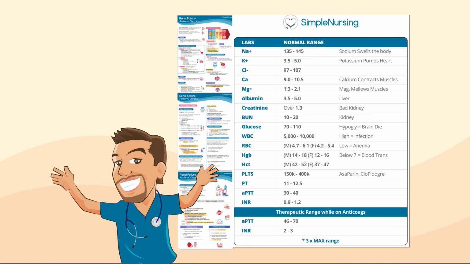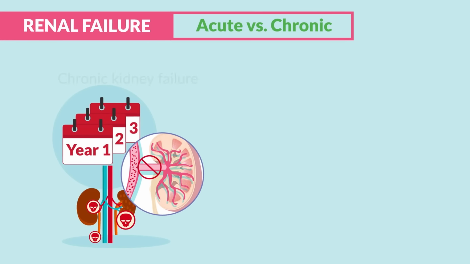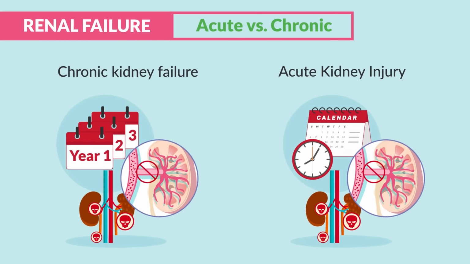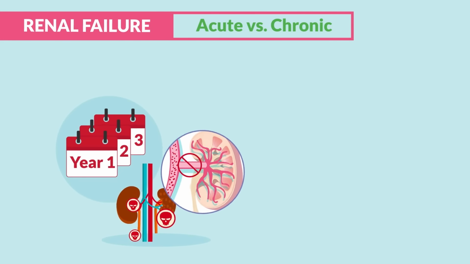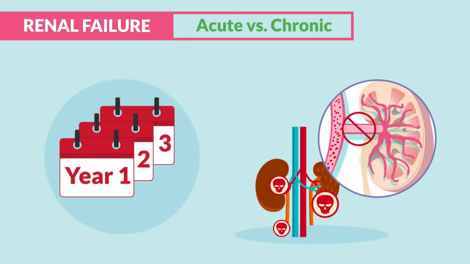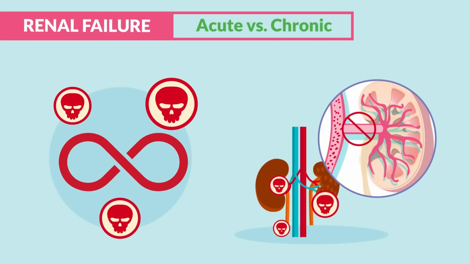All right, let's get started. Now for renal failure, we're covering acute versus chronic. So for chronic kidney failure, also called chronic kidney disease, or just CKD, this is long-term chronic damage to the kidneys. We're talking over years and years of destruction, typically resulting in permanent damage.